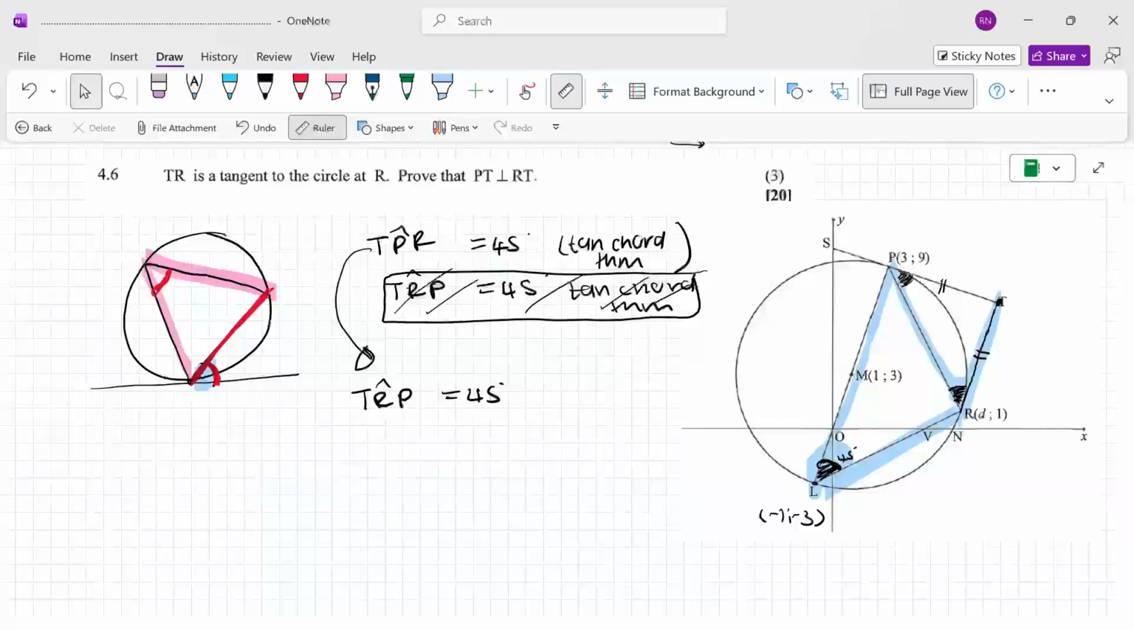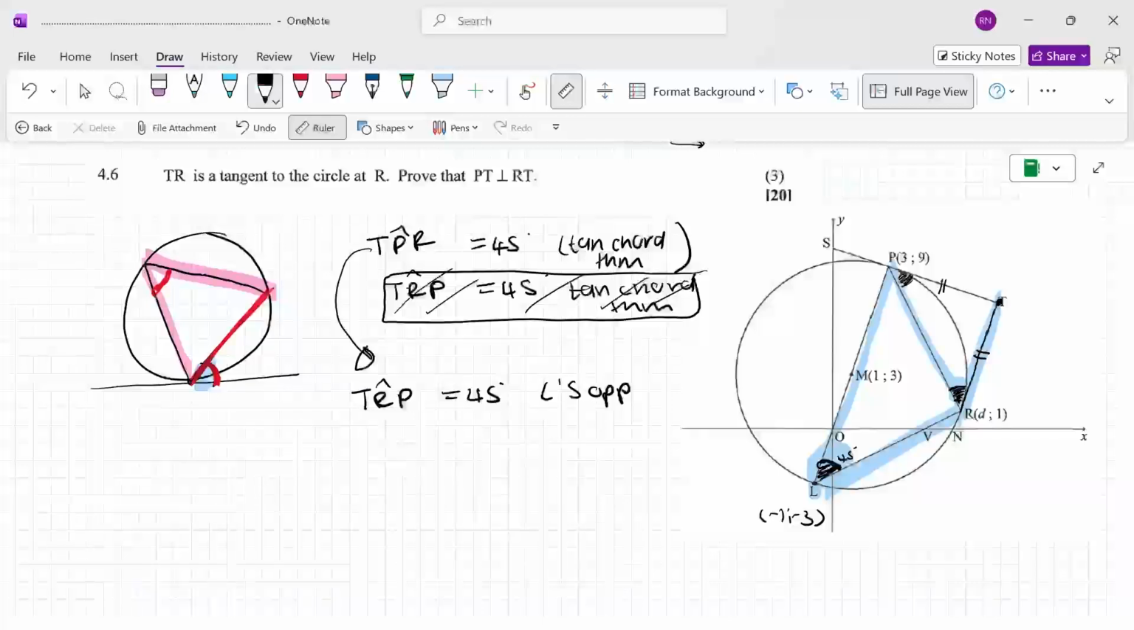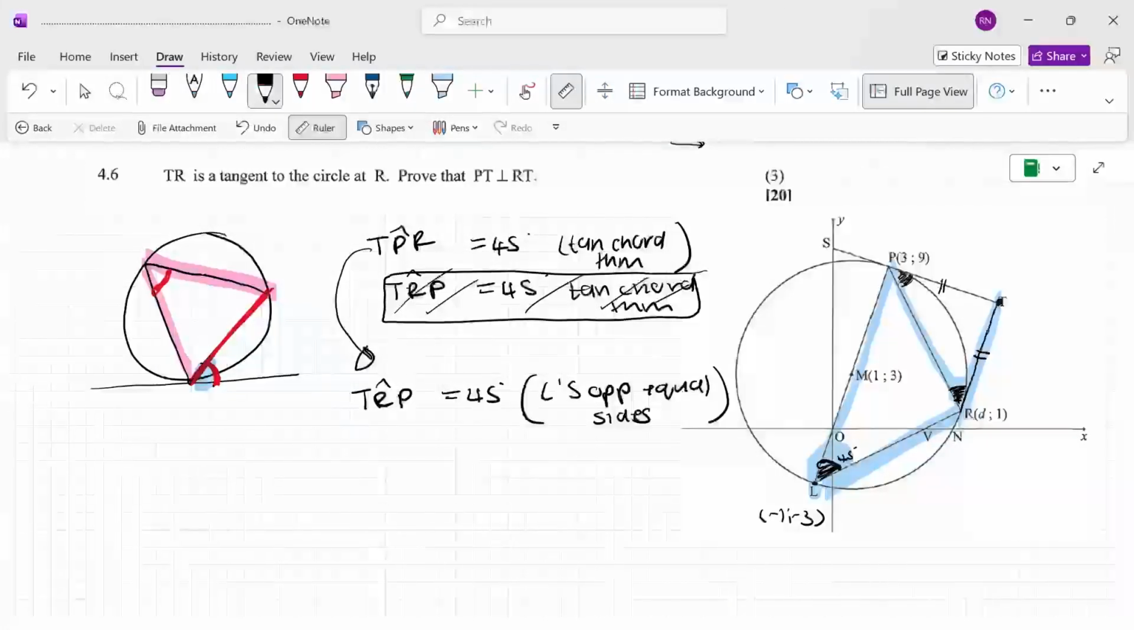What do we say to prove, when we're using isosceles triangle? What is the reason that we use? Perfect. Yes. So we can say angles opposite equal sides. Okay, so that would be our reason. You can't say isosceles triangle. Okay. So now we've proved that this angle P and this angle R are the same.